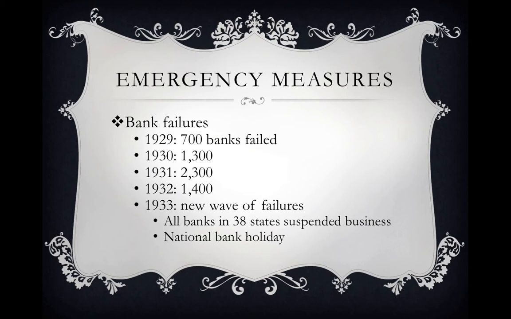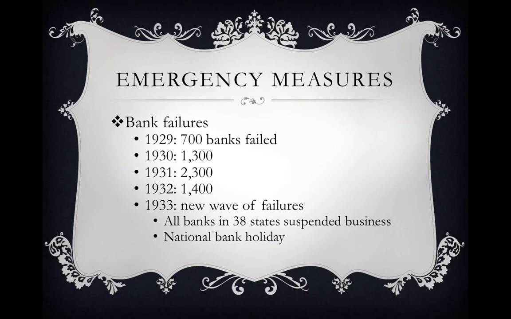So when the stock market crashed in 1929, there were 700 bank failures. And in 1930, there were 1,300 bank failures. 1931, 2,300. 1932, the number of bank failures abated in the economy, going down to 1,400. And by 1933, there was a whole new slew of bank failures, to the point where 38 states had suspended operations of banks.